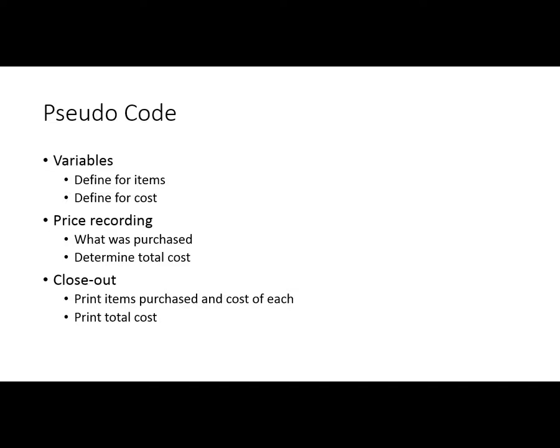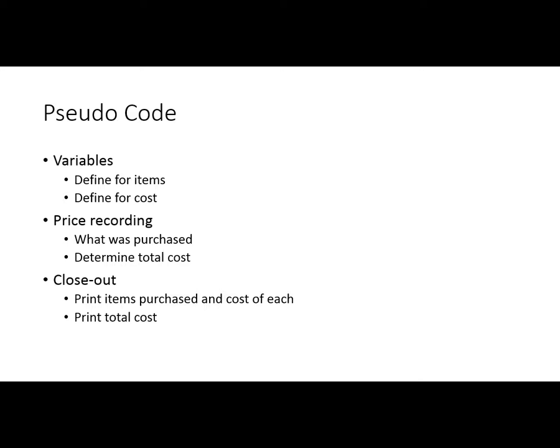So if we take this and we put it into pseudocode, well, the first thing we'd want to do is probably design our variables. So we'd want to design the items that are for sale, and then we'd want to define the cost for each item, two separate variables. All right. So then we have to come up with some method, probably using the code that we looked at in Chapter 7 to record the prices of the objects that an individual purchases, and not only to record what they have and the cost, but also determine what the total cost would be.